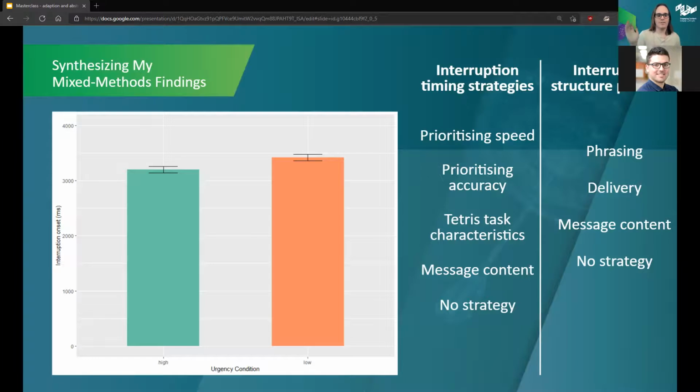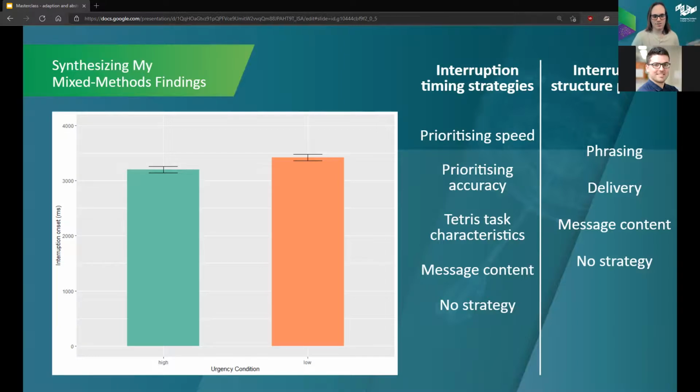They could say, okay, if it's a not so urgent interruption, maybe the speech agent can wait for a good moment. If it's urgent, just speak right away. And I could only make that recommendation because my findings converged in that way, because I could be really confident that this is what human behavior is like.